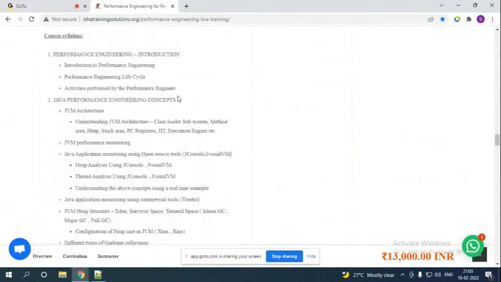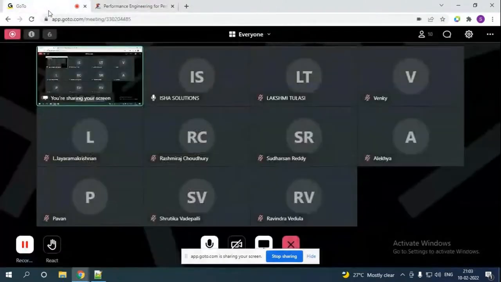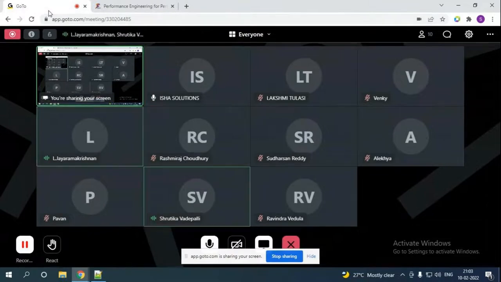Everybody able to see my screen, right? Hello. Yes, we are able to see the screen. Okay, sure. Thank you.